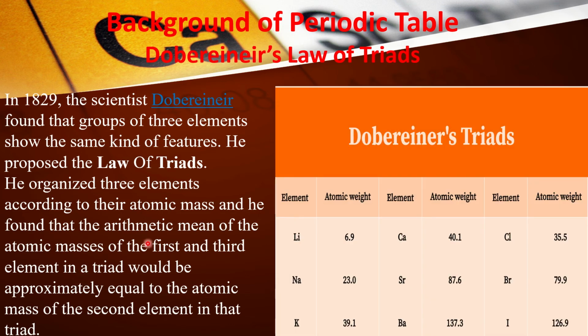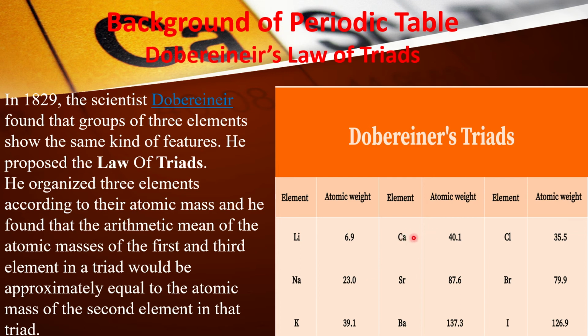Look here, this is Dobereiner's triads. He arranged lithium, sodium and potassium, the first, second and third elements, and their atomic masses are 6.9, 23 and 39.1. The average of 6.9 and 39.1 is equal to 23. That is the triads law. The mean of atomic mass of first and third elements is approximately equal to the second element's atomic mass.